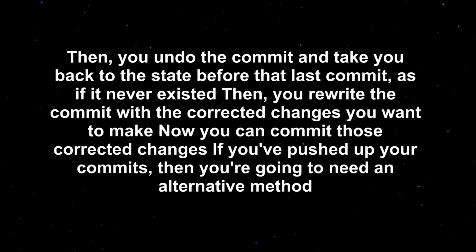Then, you undo the commit and it takes you back to the state before that last commit, as if it never existed. Then you rewrite the commit with the corrected changes you want to make. Now you can commit those corrected changes.